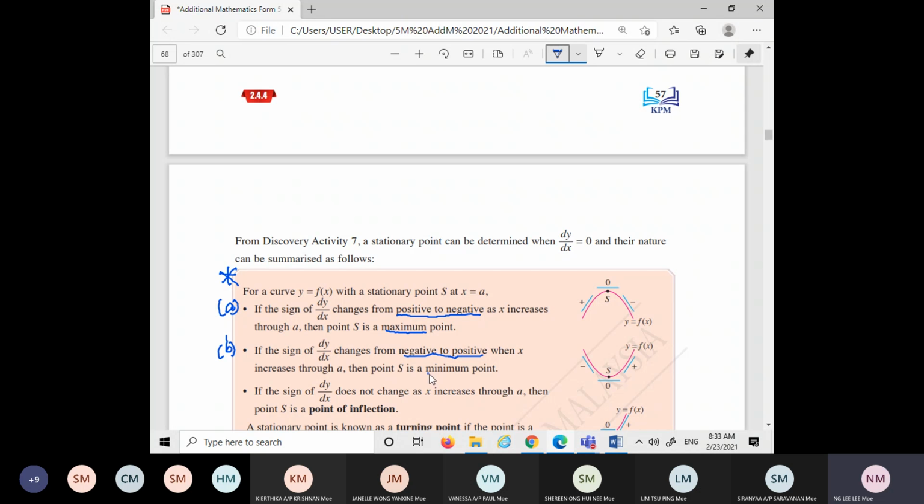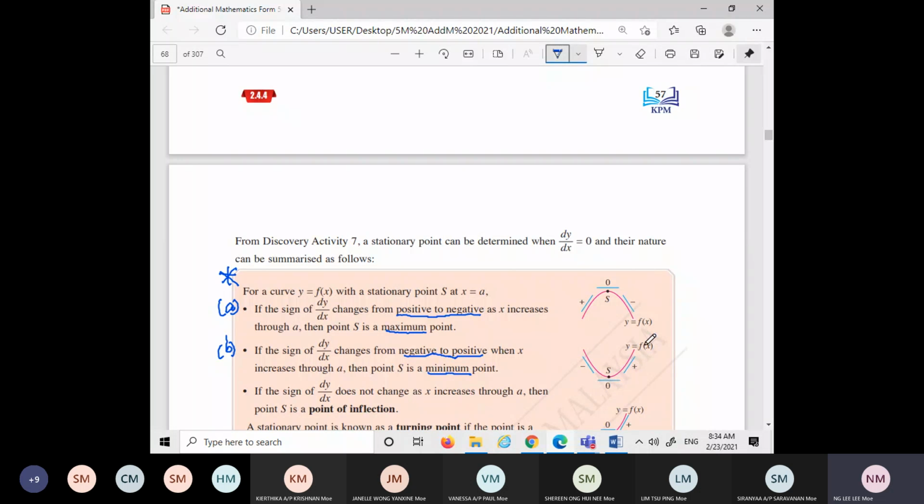Okay, S is a minimum point. Even they summarize here. You see, the derivative changes from positive to negative: maximum point. You see the shape. Don't have to memorize. Just imagine, positive is this way, negative is this way. So positive, negative, maximum point. You can imagine and sketch out the graph. So this is a maximum point. From negative this way, and then positive going up. So this is a minimum point.